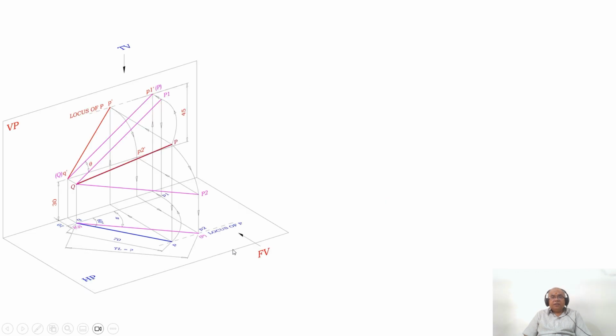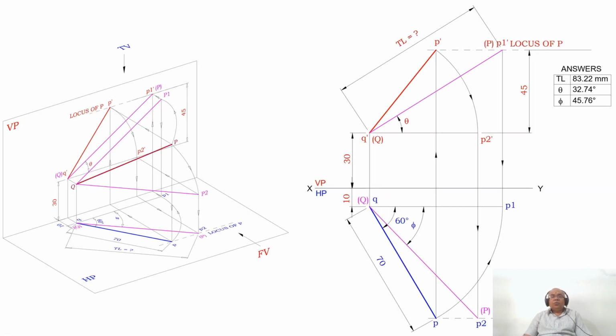So how to do this manually now? With Q dash, I want to find out the true length in the top view. Since you want to find out the true length in the top view, obviously you should take the front view line. So which is the front view line? P dash and Q dash is the front view line. With Q dash as center, taking the radius of Q dash P dash by using the compass, you are rotating such that you are making Q dash and P2 dash both above HP by 30 mm. Now the line is parallel to HP.